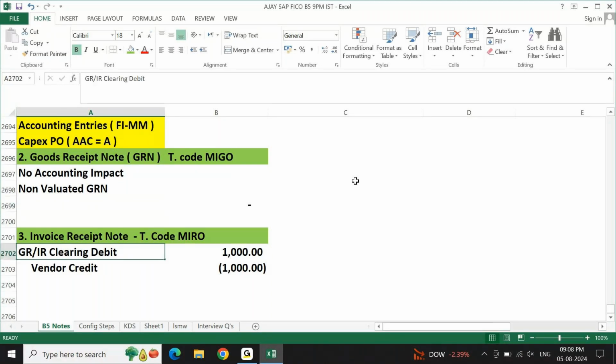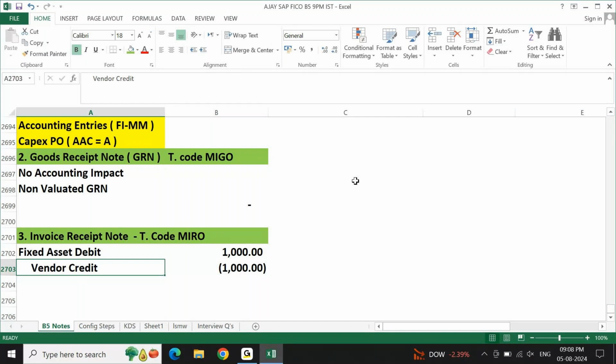Similarly, when it comes to invoice receipt, your accounting entry is not GRIR clearing. Instead, it is fixed asset debit, vendor account credit. This is supposed to be fixed asset debit, vendor account credit. This is the difference that you need to understand.